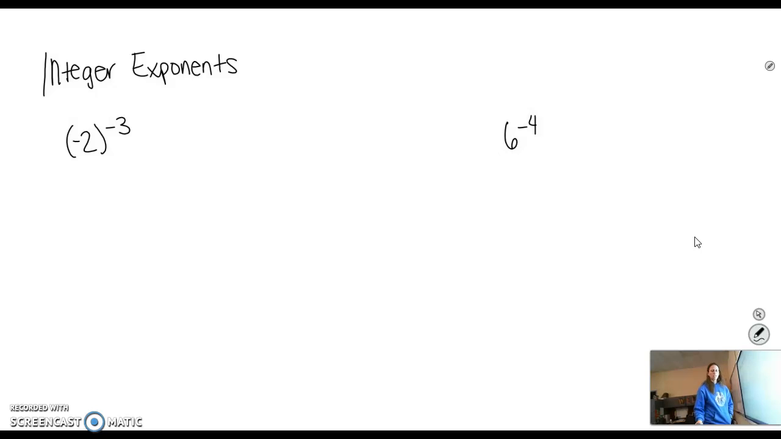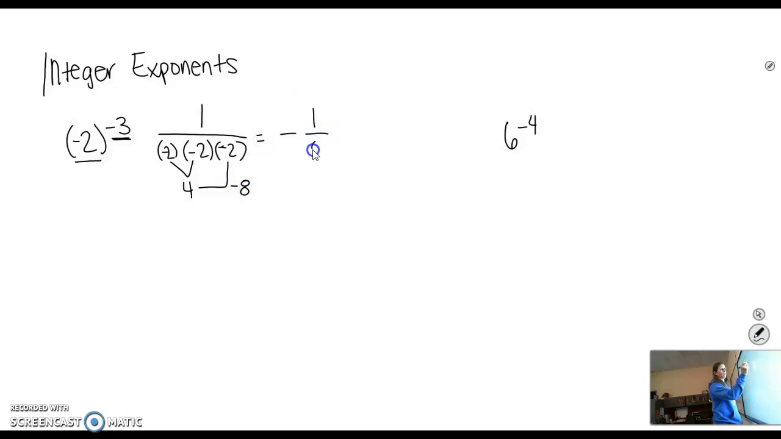Okay, so now let's look at simplifying some exponents with a different base other than 10. So here we have a base of negative 2 and a negative 3 exponent. So that means we're going to divide 1 by negative 2 times 3. So we have negative 2 times 2 is 4 times a negative 2. I'm going to say 4 times a negative 2 would be a negative 8. So this equals a negative 1/8.